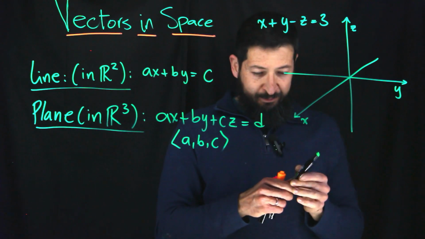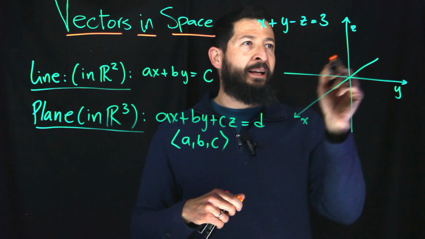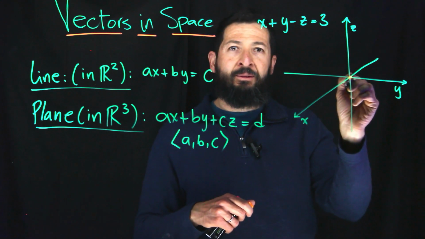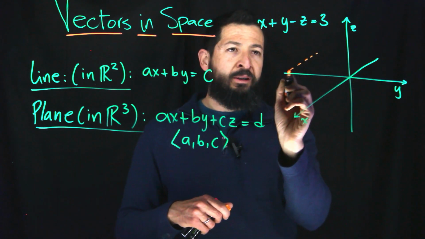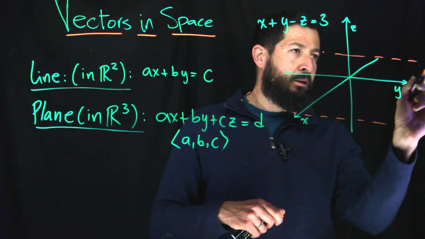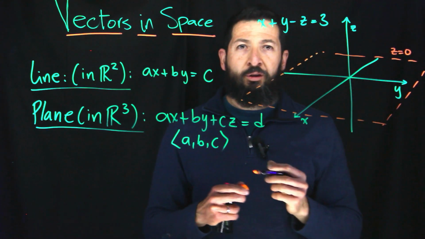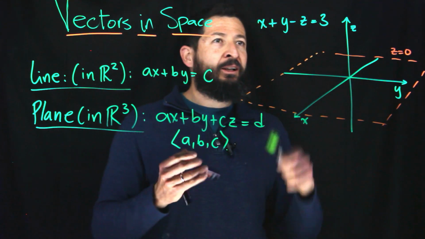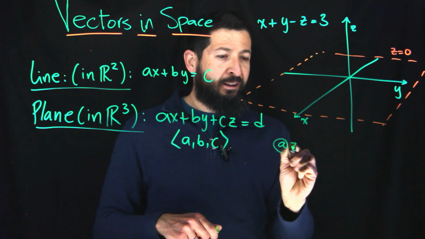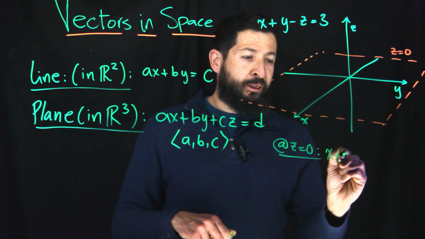So what happens if you were to do z equals 0? When z is equal to 0, with respect to this plane, you're at the level z equals 0. That will give you the xy plane. So when z is equal to 0, what happens? You have x plus y equals 3.